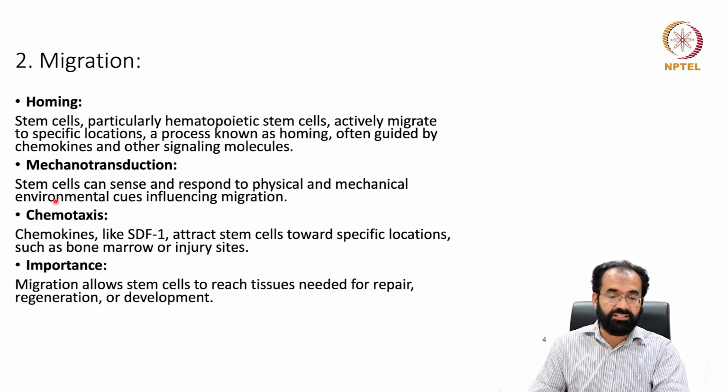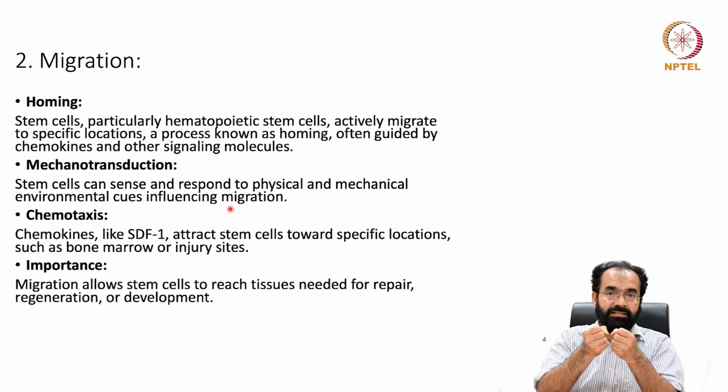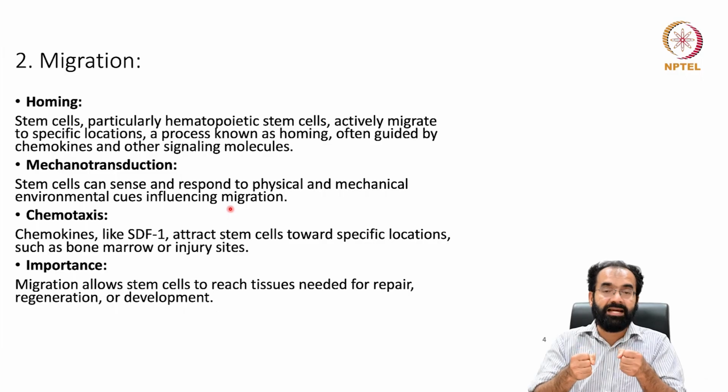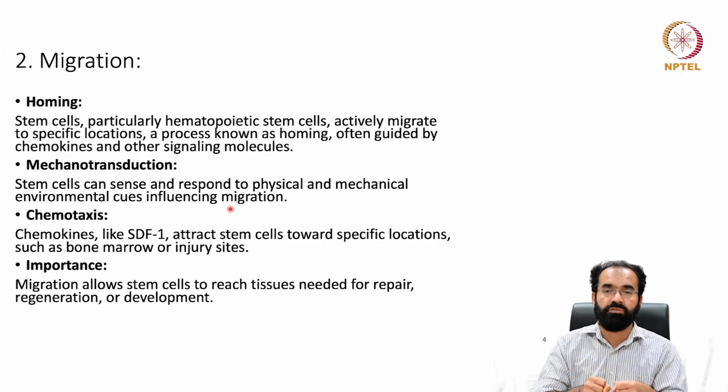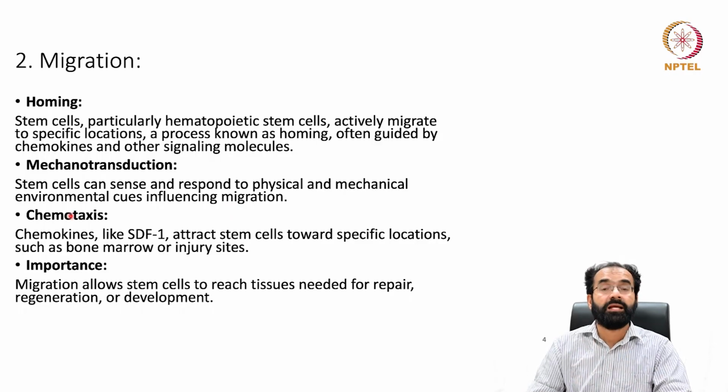And mechanotransduction. Stem cells can sense and respond to physical and mechanical environmental cues influencing the migration. Say a stem cell is taken and you bend it. So it is stretching the cytoskeletal and ECM interaction in a given way, and that itself can trigger a proliferative response. So mechanotransduction is very, very important for the behavior of the stem cell. Then comes chemotaxis.